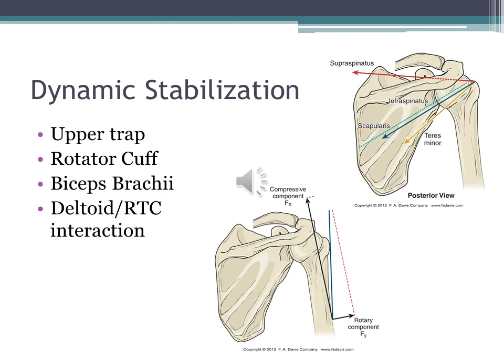So some significant things to look at: the upper trap is a muscle that is really at rest, even very active, just to help support the weight of the shoulder girdle at rest.